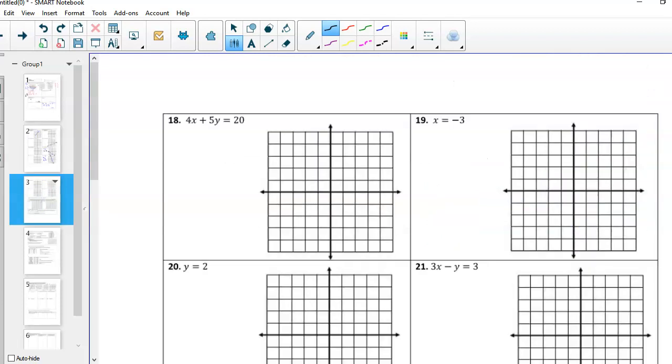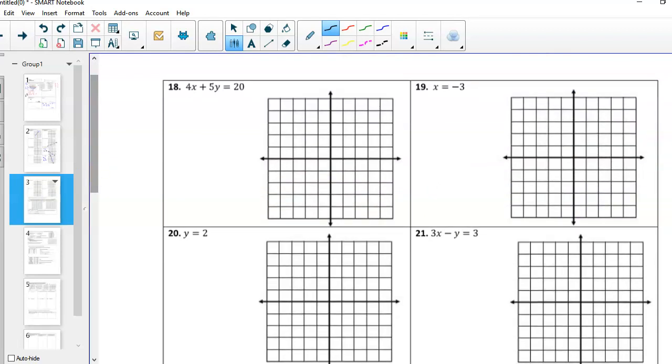There are 2 more graphing examples we're going to do. We'll do one of these and one of these. Which 2 do we want to do? 18 and 19. Okay.